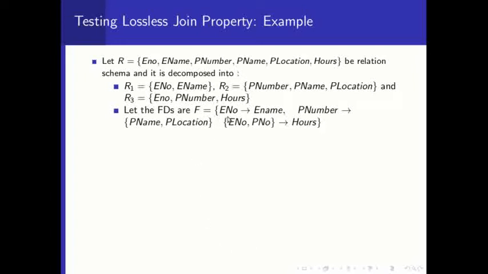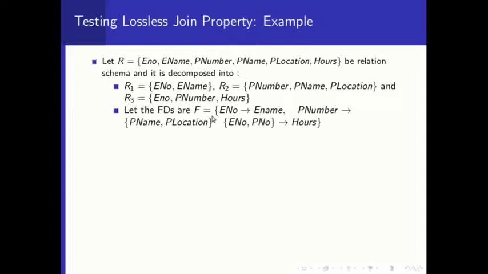The FDs are: E number determines E name; P number determines P name, P location; and E number, P number together determine hours. These are the three FDs. Therefore, our objective here is to check whether this decomposition is a lossless join decomposition. For that, what is the matrix to be formed? Here there are 6 attributes, so there should be 6 columns in the S matrix. We have 3 decomposed relations, so 3 rows and 6 columns.